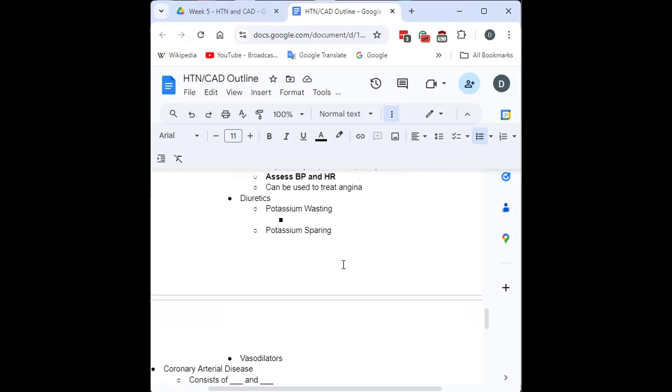So what are some examples of them? So that's loop diuretics. The kidneys too. Yeah. What way do they affect the kidneys?